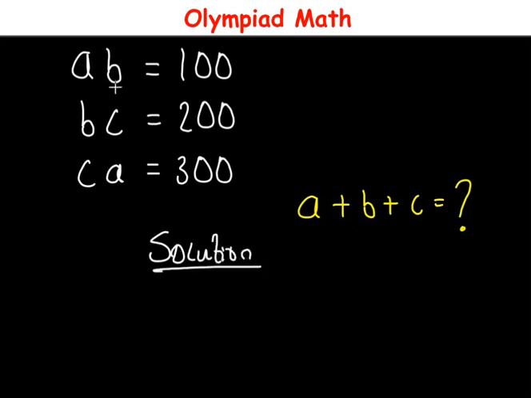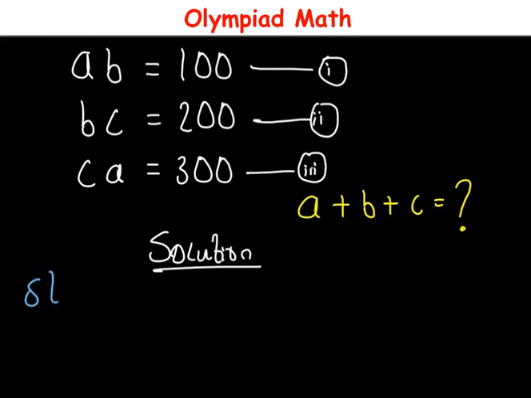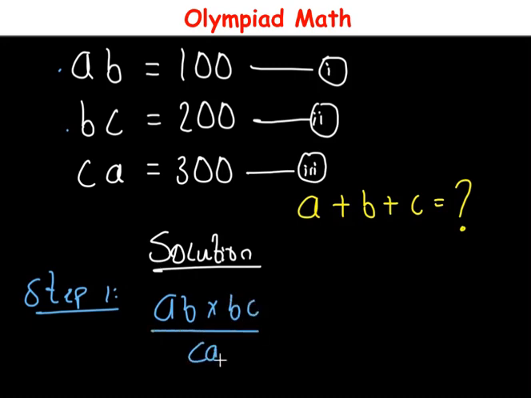Solution. So we have AB equals 100, we call it equation 1. BC equals 200, equation 2. CA equals 300, equation 3. So from here, step one is that we are going to multiply AB times BC and divide it by CA. So we have AB multiplied by BC divided by CA.